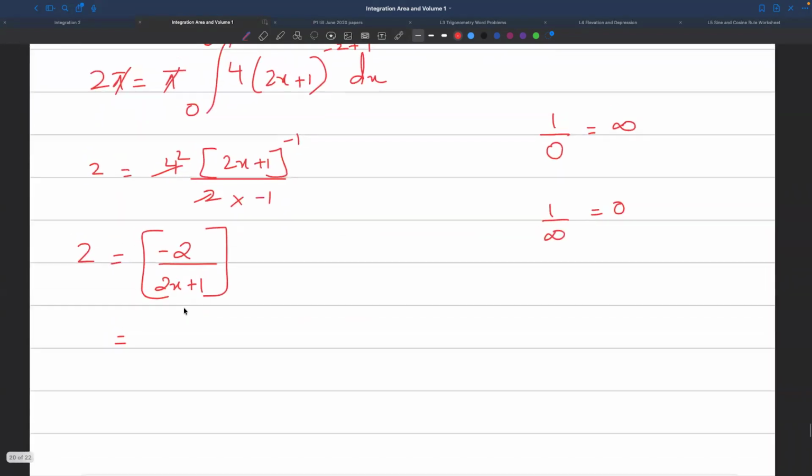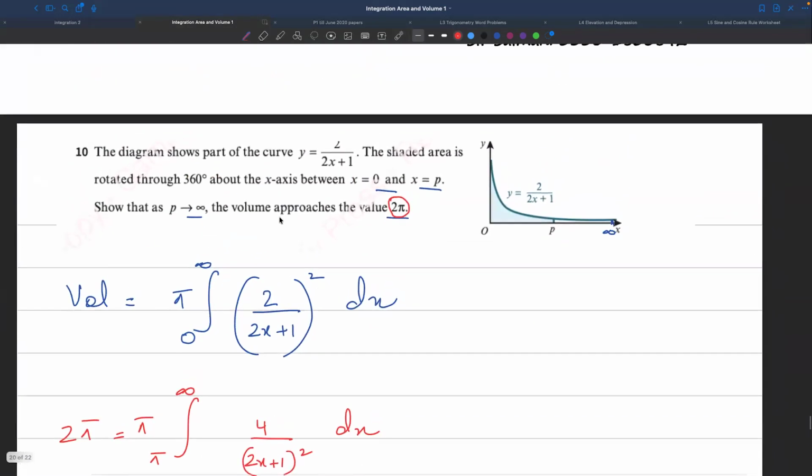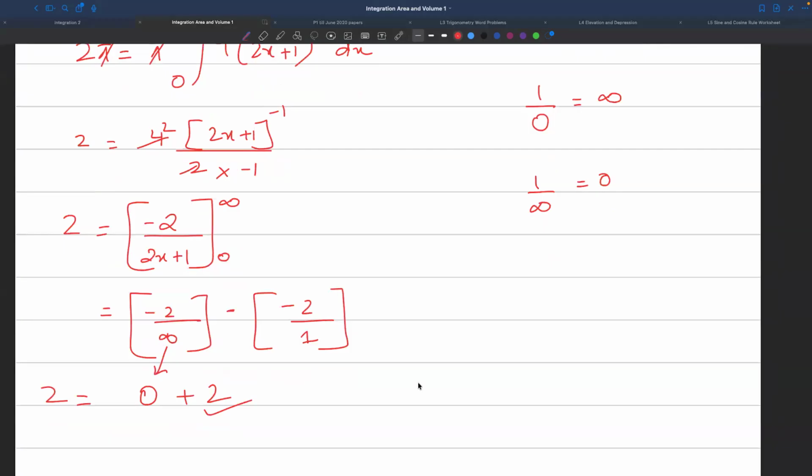Okay. Now I have the upper limit, which is infinity, and the lower limit is 0. So minus 2 upon, नीचे infinity आ जाएगा, minus 2 upon lower limit क्या है? 0 ना, तो 0 plus 1, 1 आ जाएगा. ठीक है, सही है. ओके, minus 2 divided by infinity, this will be equal to 0 plus 2. So can I say that it asks us to show that the volume approaches the value of 2 pi, और हमारी वैल्यू ये 2 ही आ रही है. बस हो गया, प्रूव हो गया.